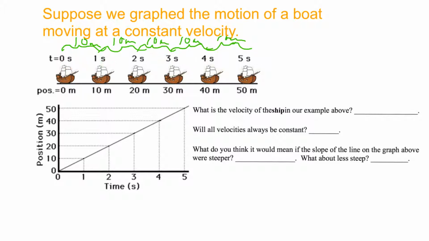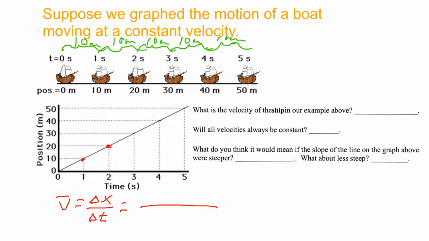Alright, so here's our graph. After 1 second, 10 meters, 2 seconds, 20, so on and so forth. So the slope of the line is linear throughout the entire graph. So let's answer some questions here. What is the velocity of the ship in our example? Alright, in order to solve this, we need to pick a couple of points on the graph and then plug into our average velocity formula, which is displacement over the change in time.